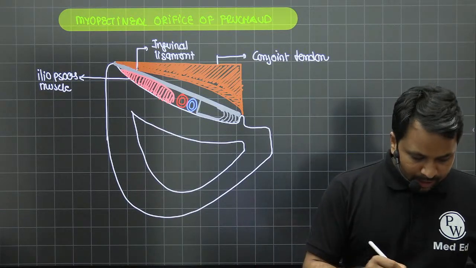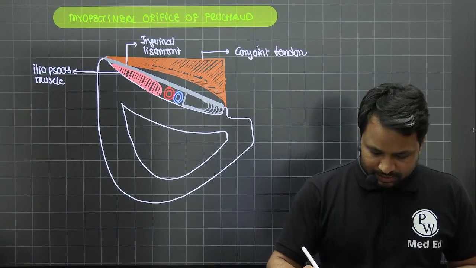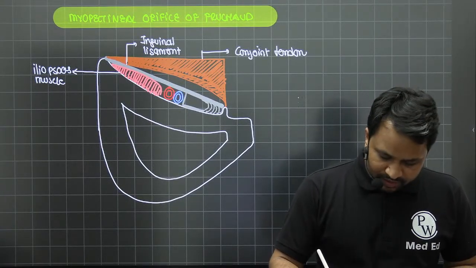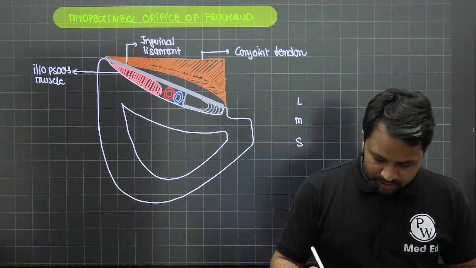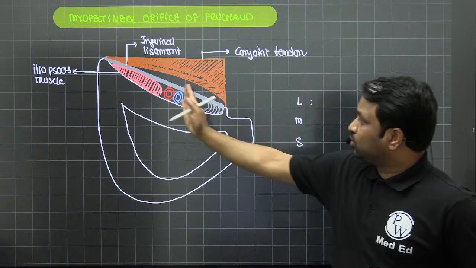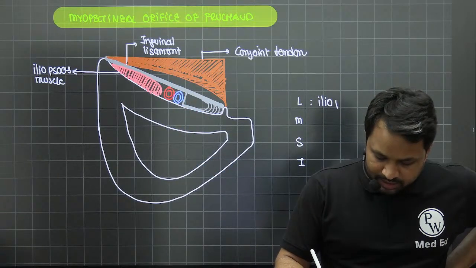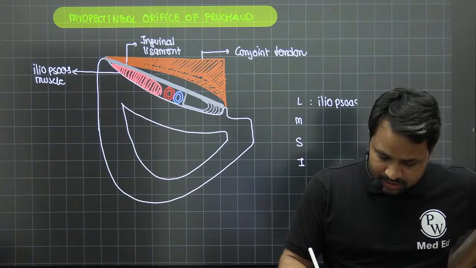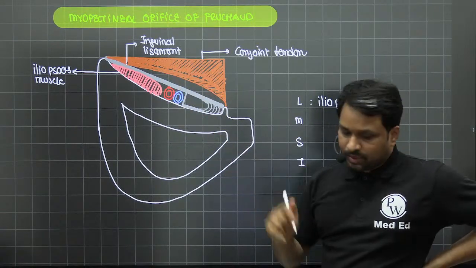Now, the myopectineal orifice of Fruchaud, just for the sake of understanding, I'm going to label its boundaries. So we have the lateral boundary, the medial boundary, the superior boundary and the inferior boundary. The lateral boundary is formed by the lateralmost muscle, which is your iliopsoas muscle. So this is formed by the iliopsoas muscle. The lateralmost boundary is formed by the iliopsoas muscle, right?